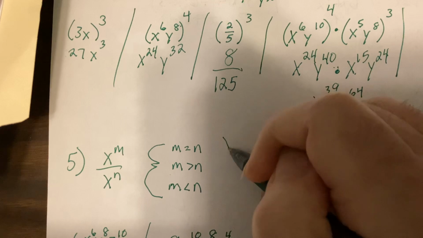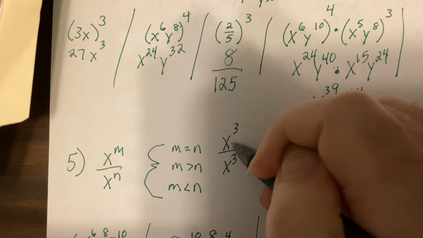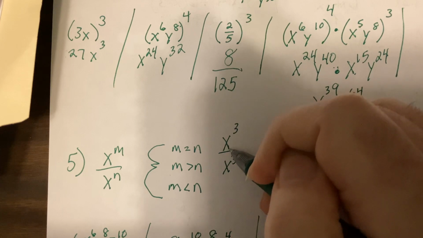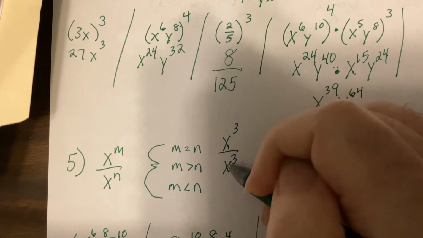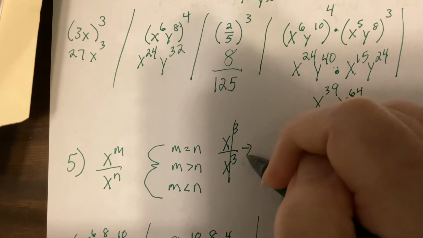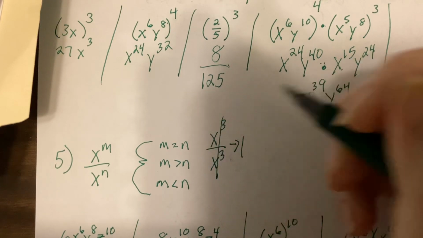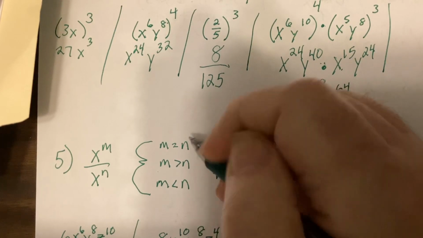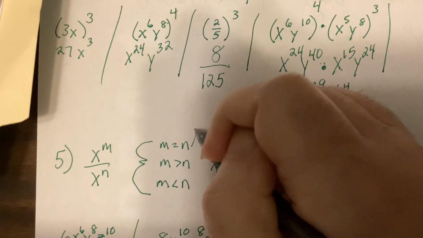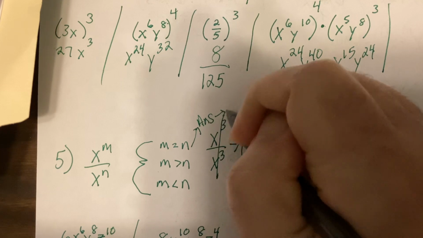So if the powers are the same, now, of course, we have a little warning. X cannot be 0 because you can't divide by 0. You get undefined. But other than that, anything divided by itself is 1. So this one, the answer is 1.